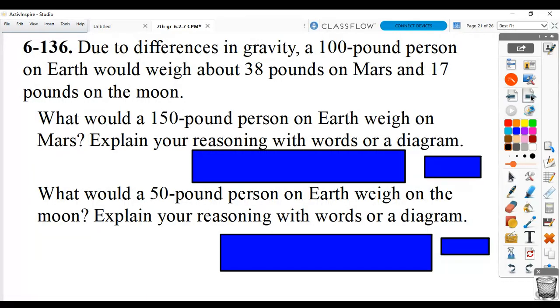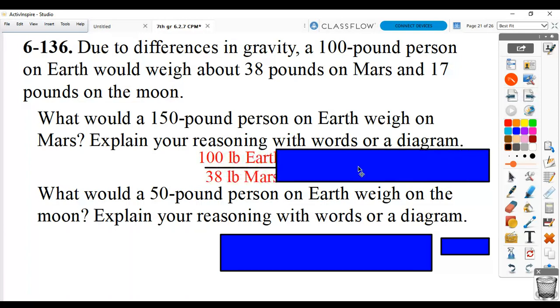6.136, due to differences in gravity, a 100-pound person on Earth would weigh 38 pounds on Mars and 17 pounds on the moon. So what would a 150-pound person on Earth weigh on Mars? And then they want you to explain it.